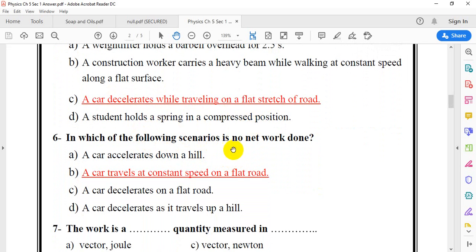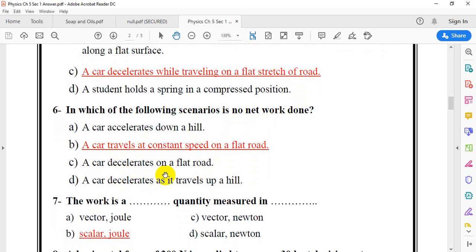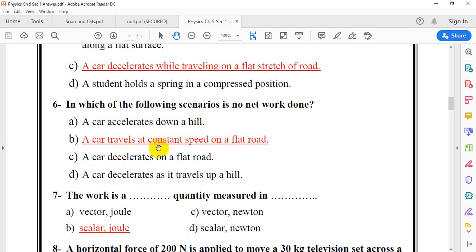In which of the following scenarios is work not done? A car accelerates down a hill. A car travels at a constant speed on a flat road, because constant speed means the net force equals 0, so the work equals 0. A car decelerates on a flat road. As for A, C, D, we have acceleration, so we have force. While here, constant speed means the net force equals 0.